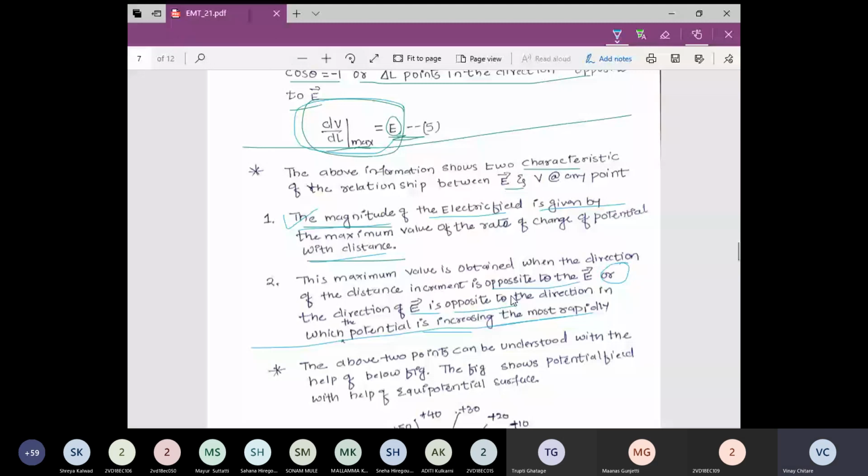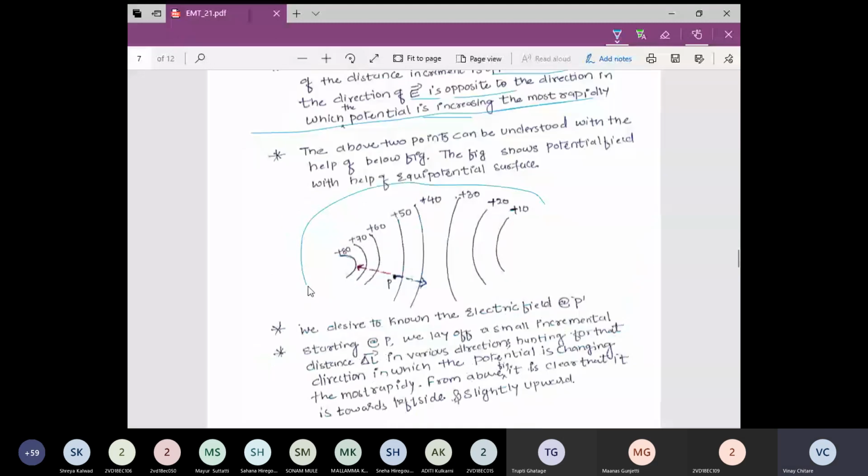This figure describes the potential field in terms of equipotential surfaces. So this is the potential field defined in some region, and these lines are the equipotential surfaces, or you can say equipotential curves. It means at every point on this curve, the potential is plus 10. On this curve, the potential is plus 20, 30, 40, 50, and so on. Let us take the point P in this particular potential field, and I'm going to ask a question: what will be the electric field at this point?